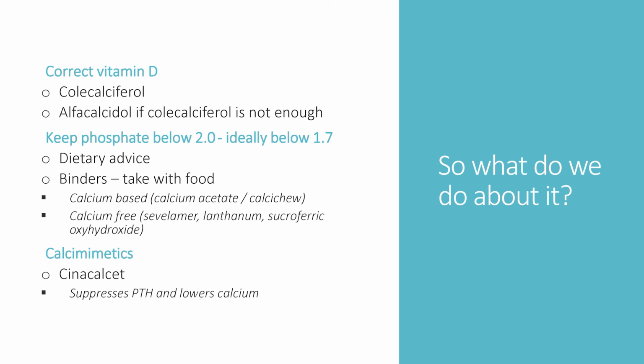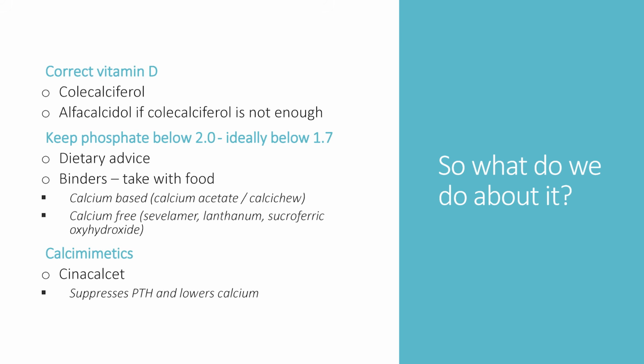If that doesn't work, then we give them some tablets to bind phosphate in their bowels and stop them absorbing it into their bloodstream. Some of those contain calcium if we want to increase the calcium levels, and others are calcium free if we want to bring them down. Those latter ones are sevelamer carbonate, lanthanum carbonate, and sucroferric oxyhydroxide, which is the most potent of the phosphate binders.